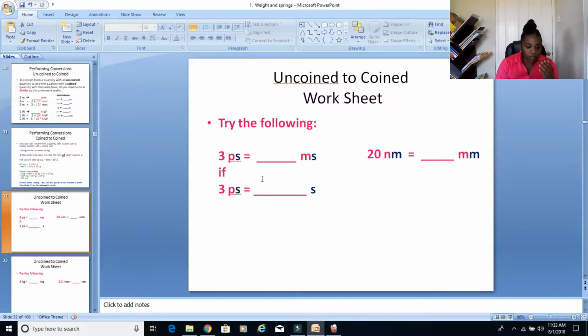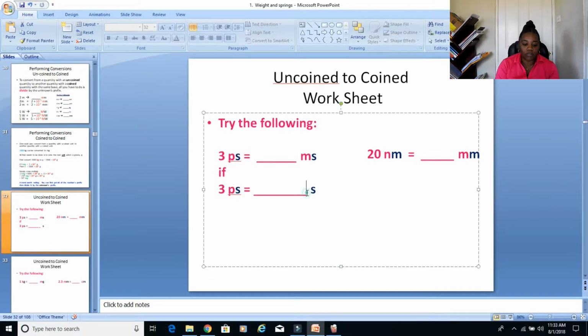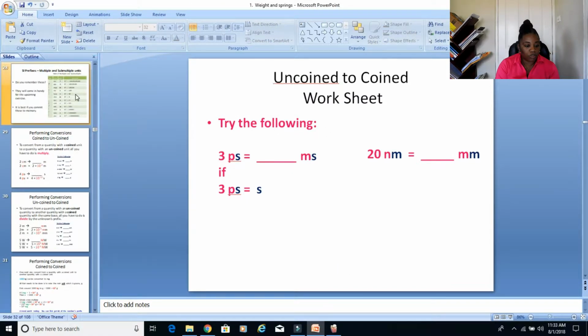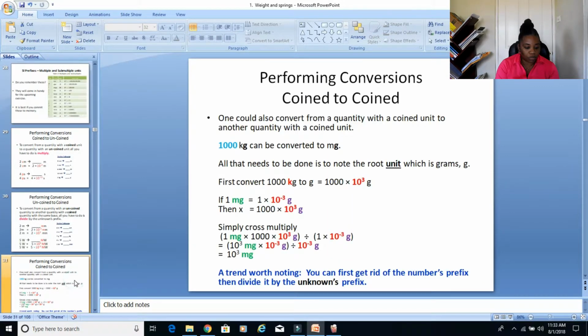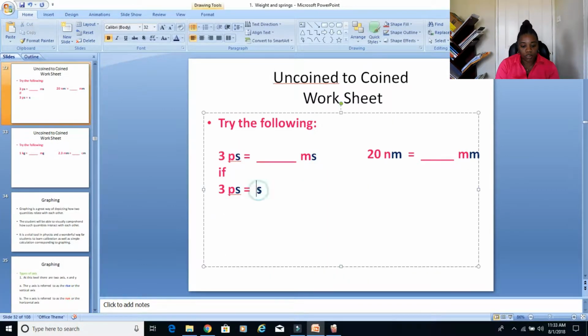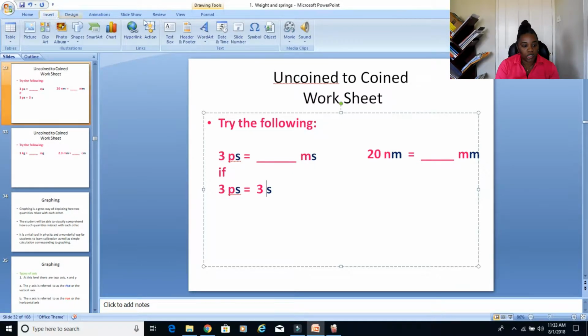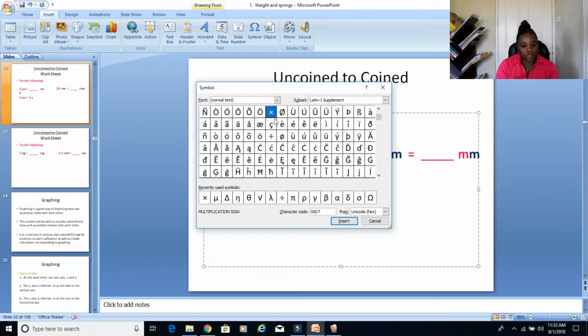Well, simple. Remember I told you to take the one with the number first and convert it. So 3 picoseconds will be equal to what? What is a pico? A pico is 10 to the negative 12. If you go up here, which I don't want you to commit to memory, you see a pico is equal to 10 to the negative 12. And so if we move down, we get rid of the pico. 3, let me insert my multiplication sign.